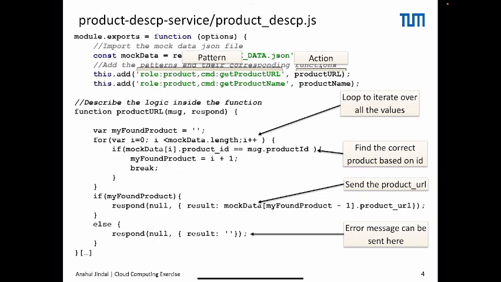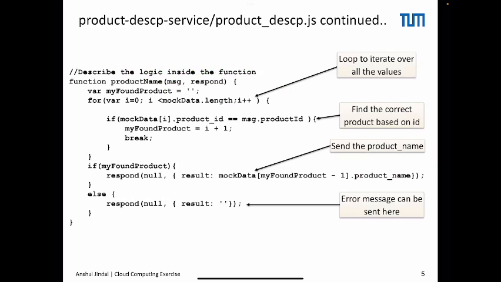The first thing is the pattern, which is over here the product, and the command is the product URL, which is finding the URL of the product ID passed into the microservice. For that, either you can run it iteratively over here, or there are different functions within Node.js, like the filter function, for checking if the product ID matches the product ID sent by the user. And once you found it, you can break it and then send it back as a response.